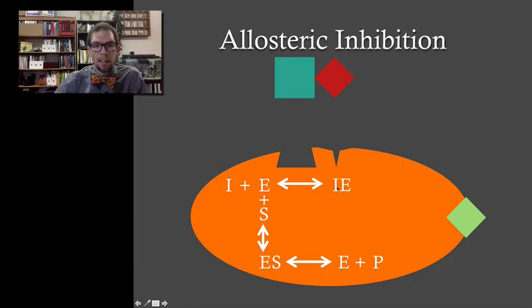So I put the I on the other side here to indicate that it's binding somewhere else on the protein. So you can keep adding more and more substrate to this, but you're not going to get a reaction to occur because it's not competing for this site over here, but it's competing for the active site, which has changed. So allosteric inhibition can't be overcome by adding more substrate, and that's kind of the key feature of that.